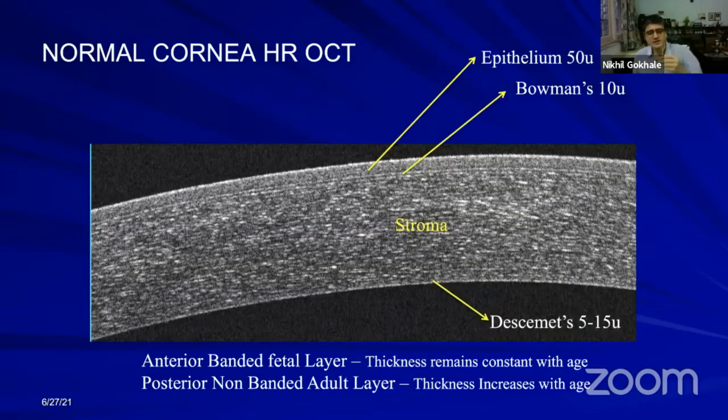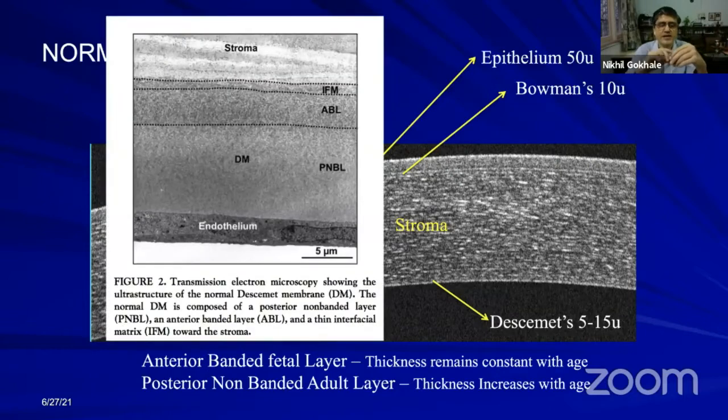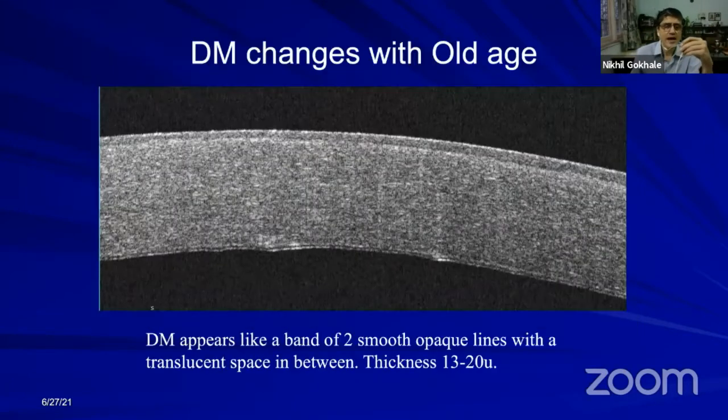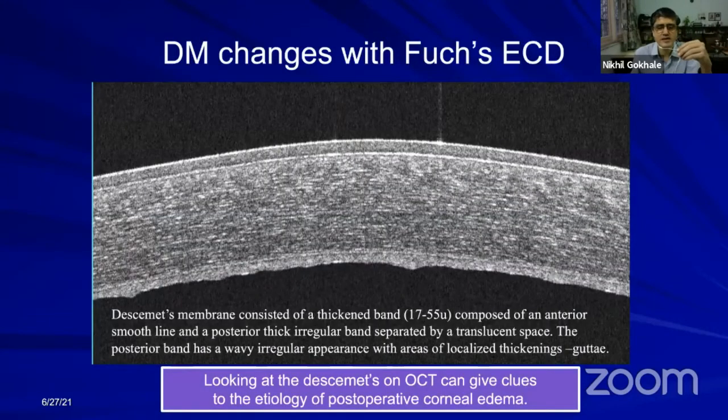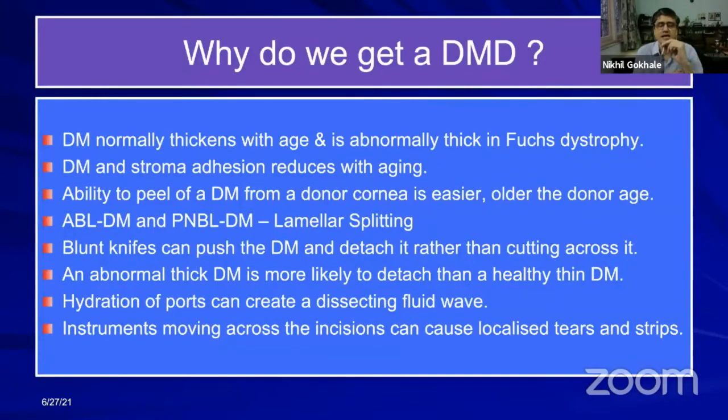Before we proceed further, seeing some of these cases, just to mention that we know the Descemet is about 5 to 15 microns on an OCT, and consists of the anterior fetal layer, which remains constant with age, and the posterior non-banded layer, which thickens as we get older, and we have the interfacial matrix which glues the Descemet's membrane to the corneal stroma. As we get older, the Descemet starts getting thicker, and patients with Fuchs dystrophy may have extremely thick Descemet's membrane, which can also help you know, for example, if you have a patient with the Descemet membrane detachment, how is the Descemet's thickness.